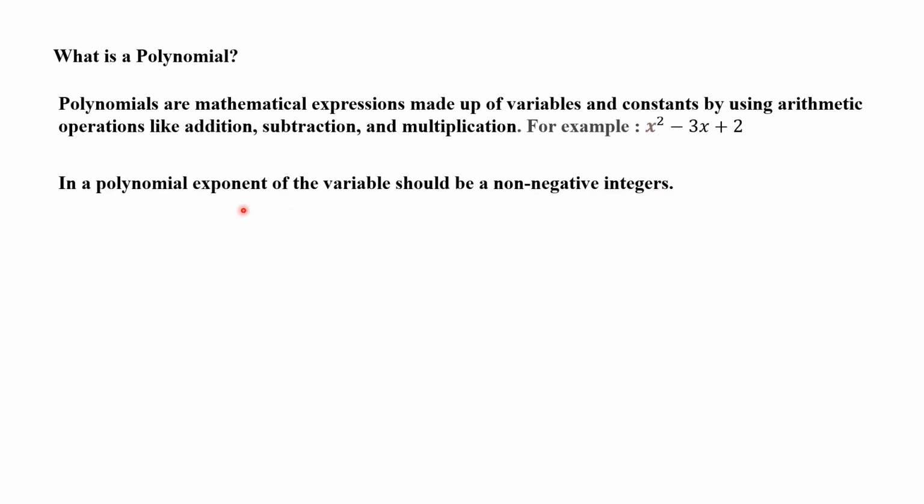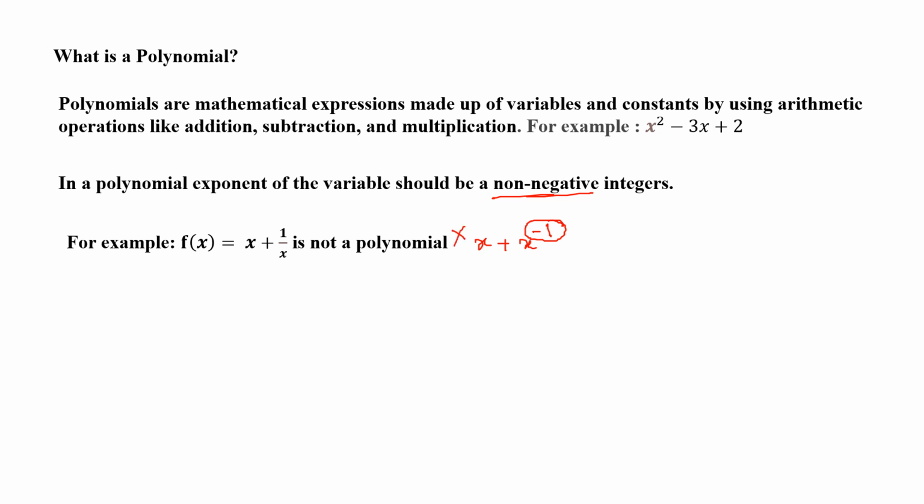Now in a polynomial, the exponent of the variable should be a non-negative integer. Exponent of the variable means the power of the variable should be non-negative. So here in the previous example, the power of x is 2, here the power of x is 1. So it should be a non-negative integer. Suppose I take x plus 1 by x, so this is not a polynomial. The reason is x plus 1 by x I can write as x to the power minus 1, and what we have told just now, it should be a non-negative integer. So this is not a polynomial.